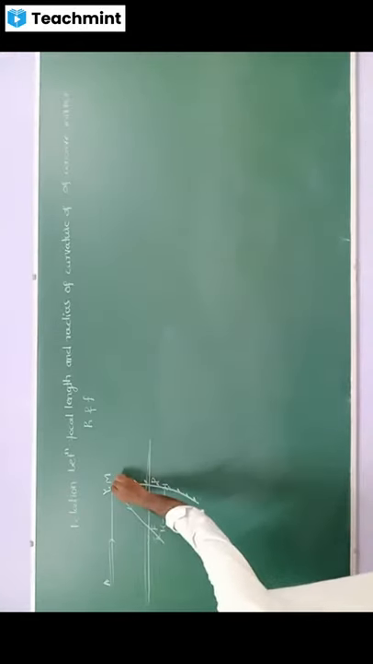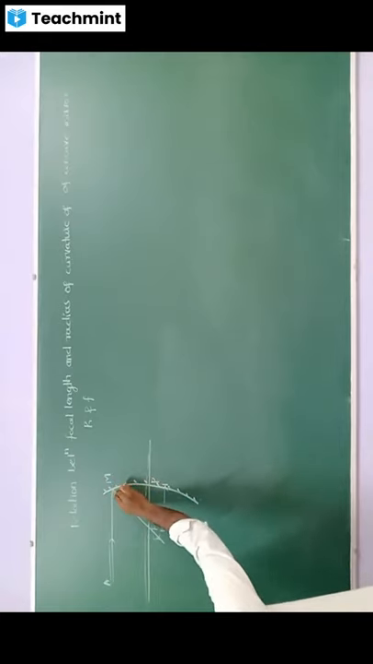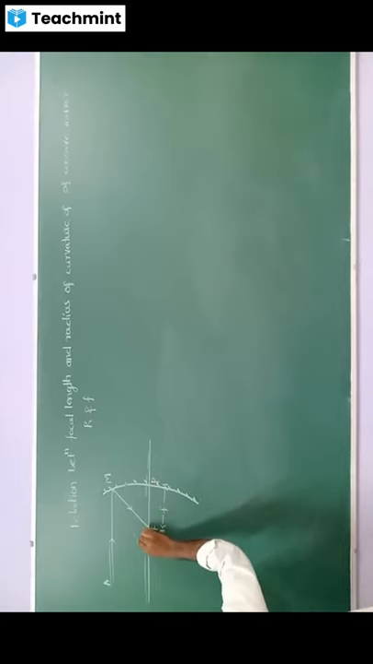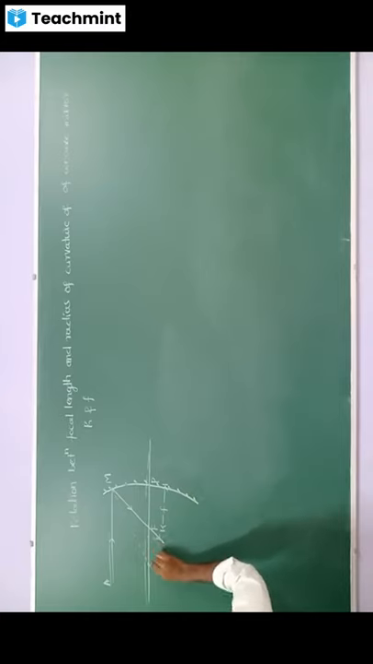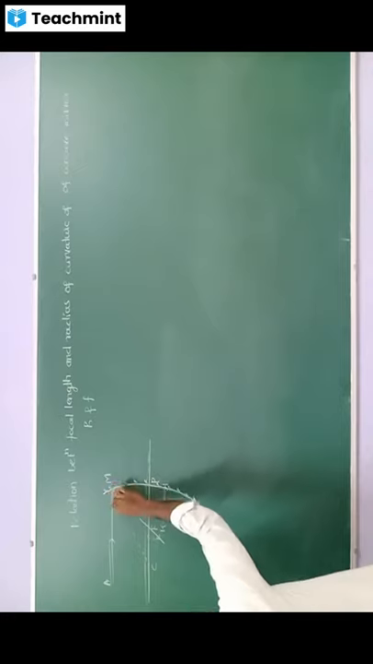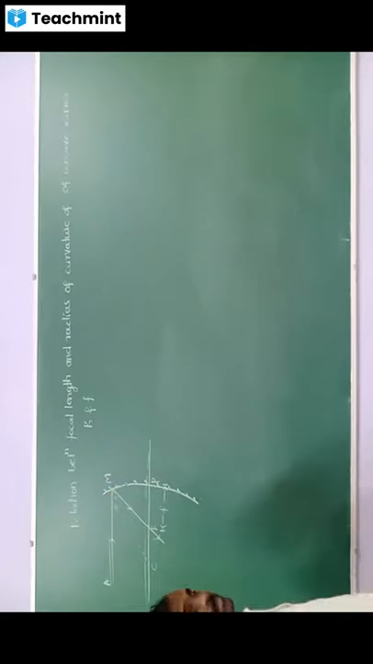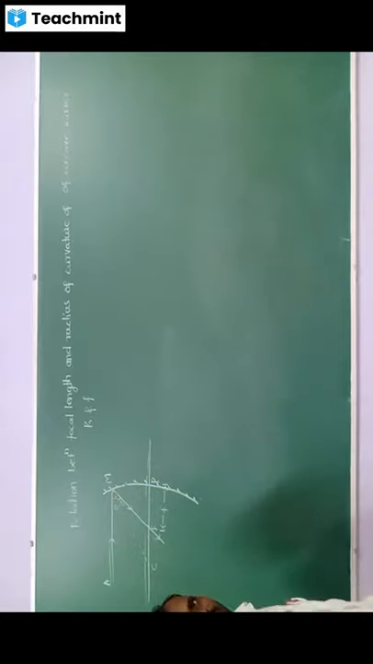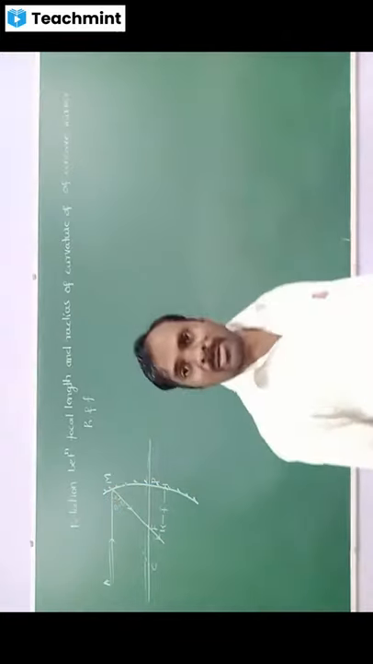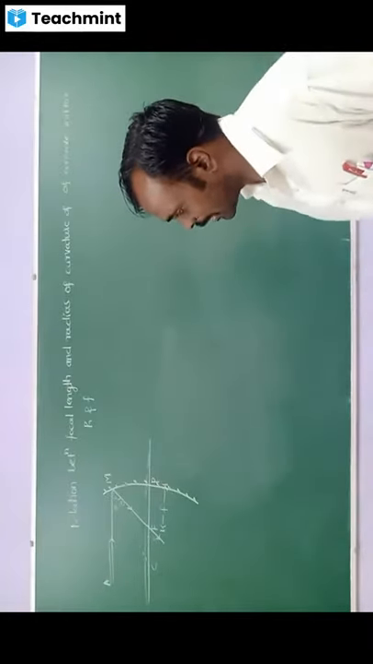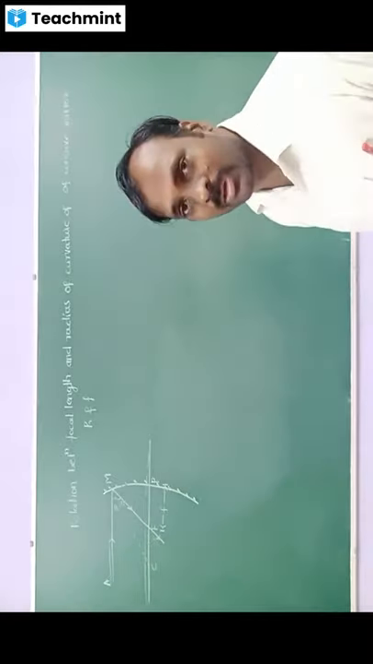At the point of incidence M, if I draw a normal, it passes through C. Now the angle between the incident ray and the normal is called the angle of incidence, and the angle between the reflected ray and the normal is called the angle of reflection.